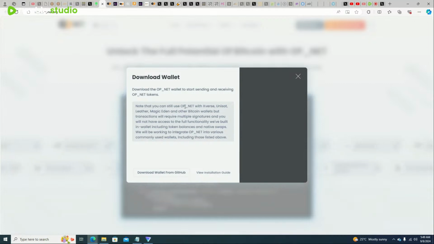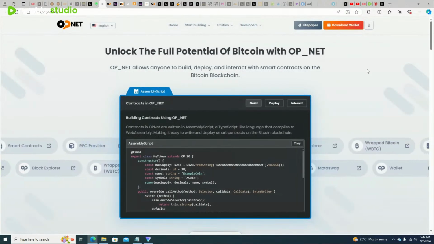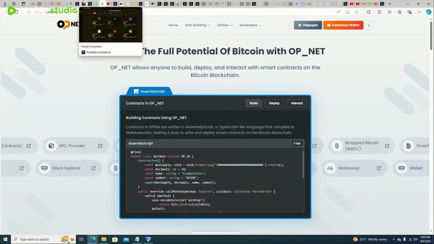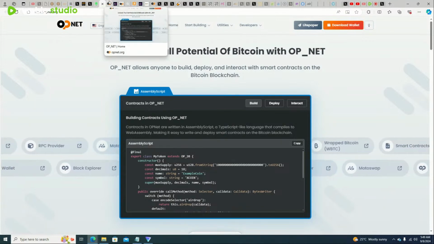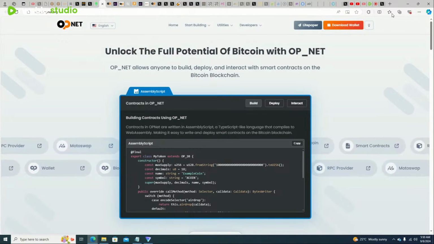Note that you can still use OPNet with Unisat, but transactions will require multiple signatures, and you will not have access to the full functionality built into the wallet, including token balances. So the best thing is to get the wallet. It's open source and verifiable, so I believe it's safe. I'll be doing that in another video. After I've done that, I will test it out. I'll start my interactions with the testnet of OPNet, and that's about it for this video.